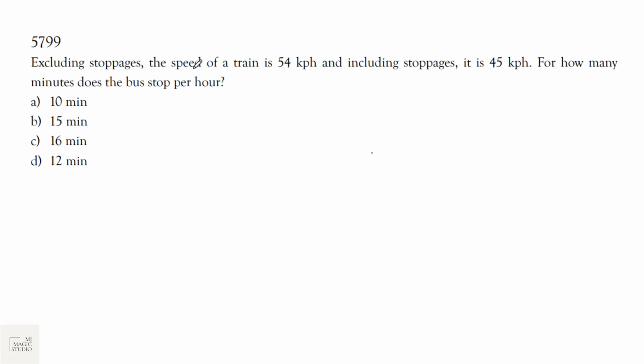Excluding stoppages, the speed of a train is 54 km per hour and including stoppages, it is 45 km per hour. Find how many minutes the bus stops per hour. Let's say that the distance this train needs to travel is 54 kilometers, and if it is traveling at 54 km per hour, it will take 1 hour to complete this journey. But if the new speed becomes 45 km per hour, then how much time would it be taking?